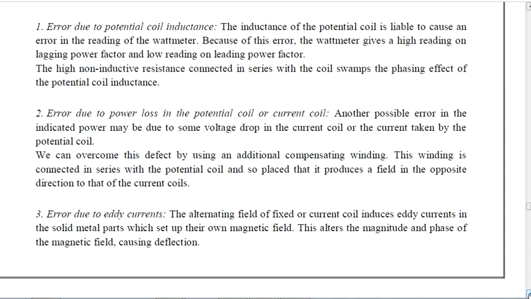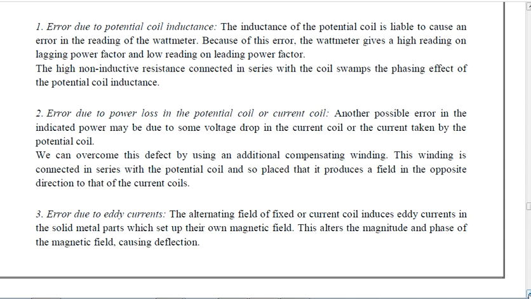Then, error due to power loss in the potential coil or current coil. Due to some voltage drop in the current coil or current taken by the potential coil, an error is induced in the instrument. We can overcome this defect by using an additional compensating winding. This winding is connected in series with the potential coil and so placed that it produces a field in the opposite direction to that of the current coil.